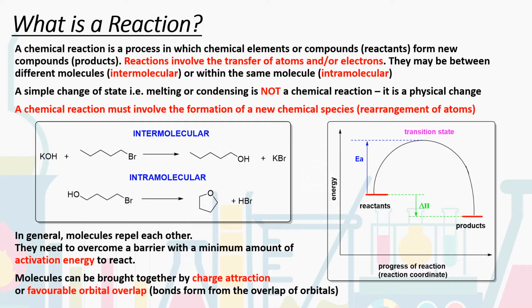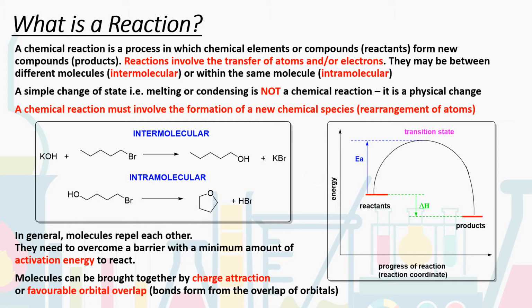Now a simple change of state, for example, if we have something that melts or something that condenses, is not a chemical reaction, it's a physical change. A chemical reaction must involve the formation of new chemical species. So if we think about, for example, ice melting to water or water vapour condensing to liquid water, these don't produce technically new chemical species, it's still H2O, it's still water, just in different physical states. A chemical reaction has to actually involve the formation of a new chemical species. There has to be rearrangement of atoms going on.